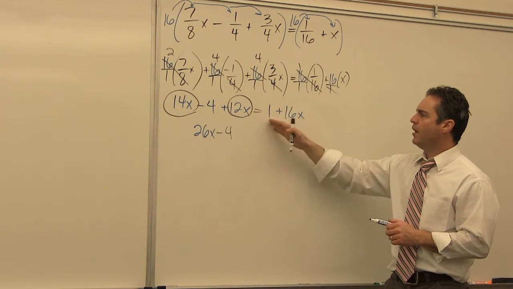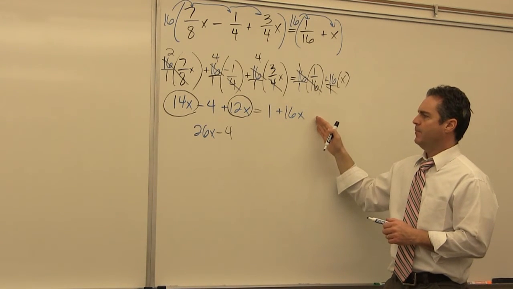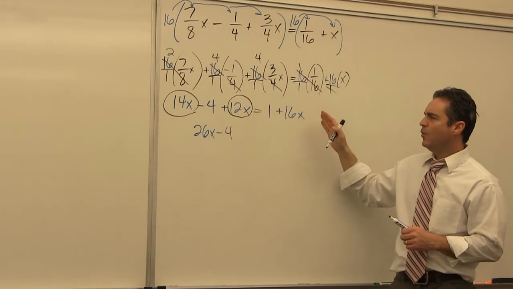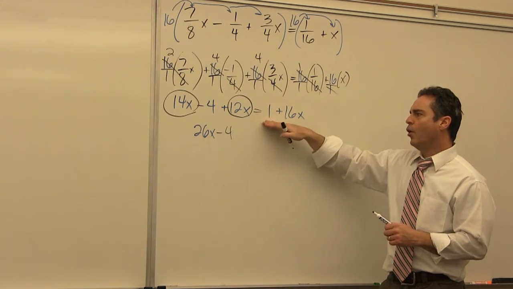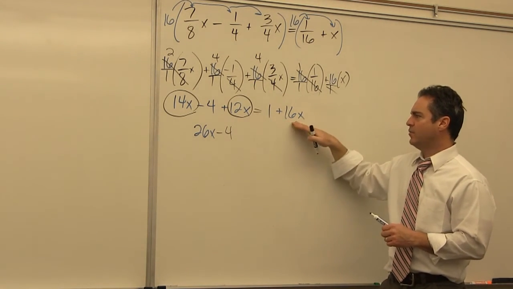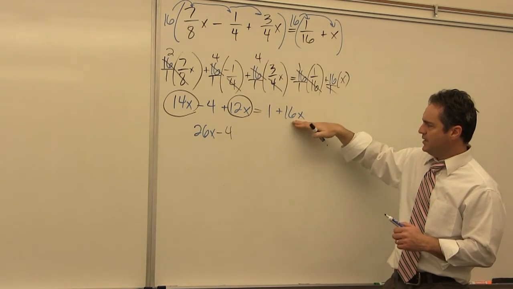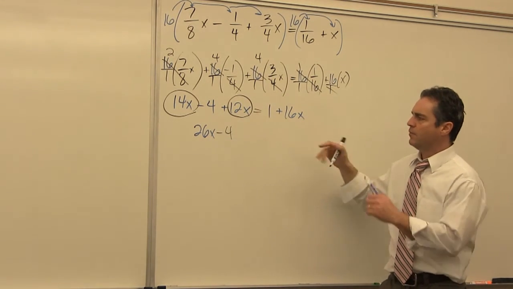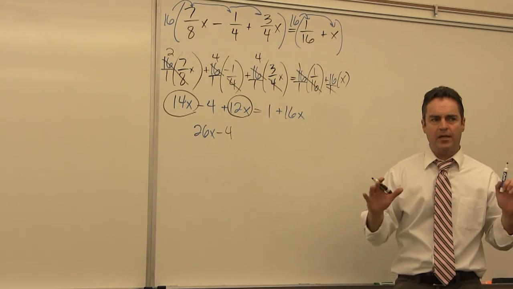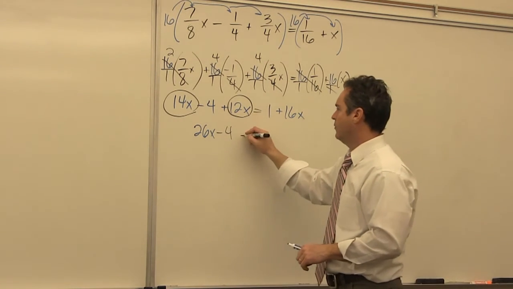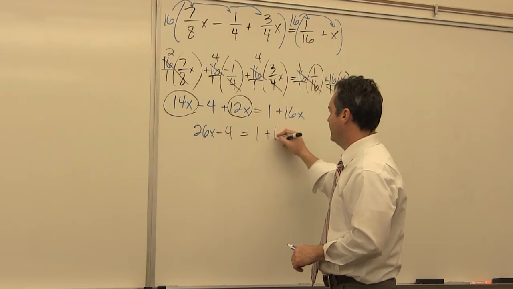Do I have any like terms on this side? I'm hearing a couple of you say yes. We don't have like terms over here. 1 and 16x don't combine, but you're saying that 16x and 26x are like terms, but remember, they're on separate sides of the equal sign. So they aren't like terms, but we do need to address that.